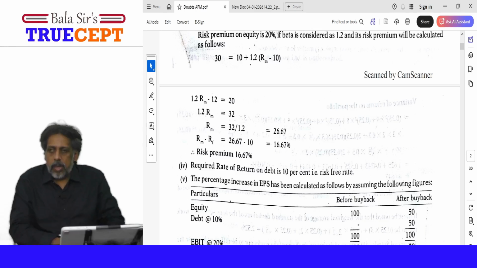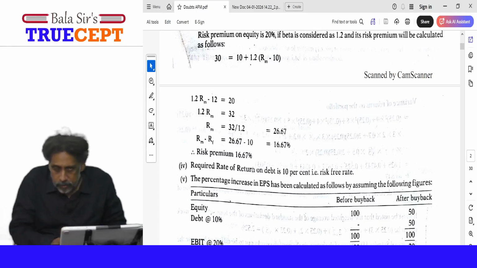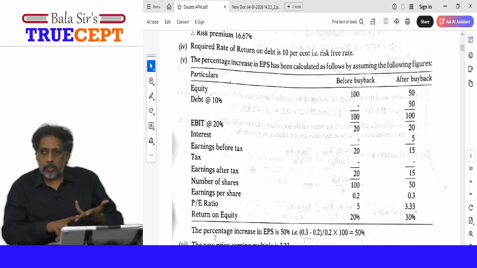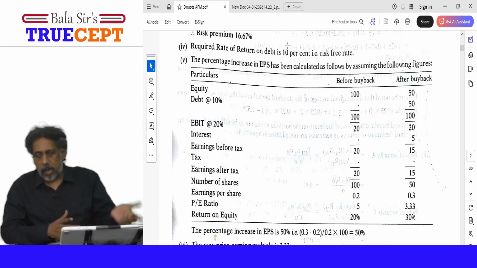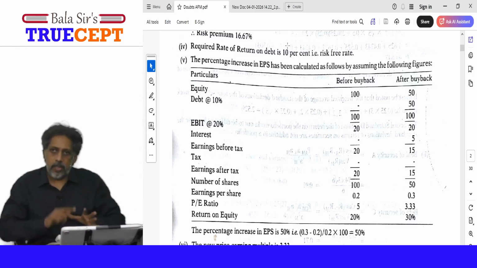And now we go to the next subdivision. What is that? Required rate of return on debt. Very simple. We already know it is given as 10%, right? No tax also. So 10% is the return expected by the debt holders. Next. The percentage increase in EPS has been calculated.